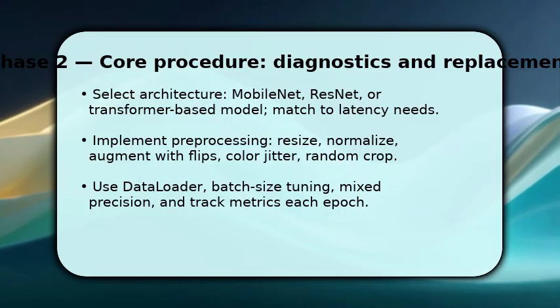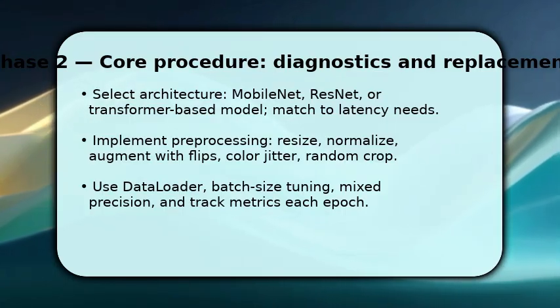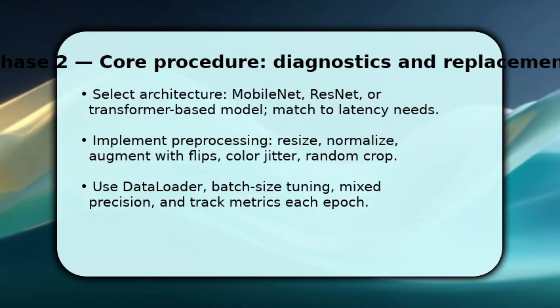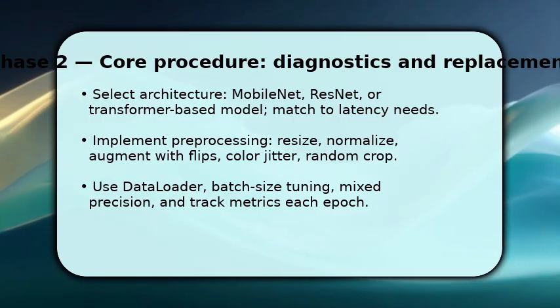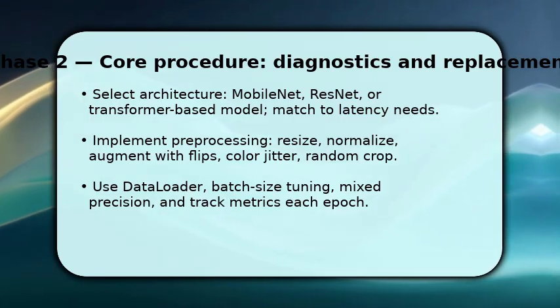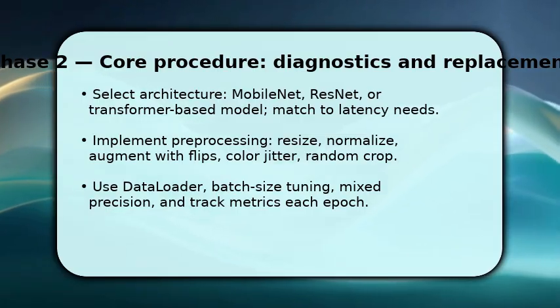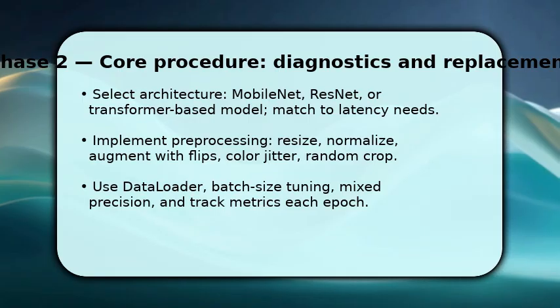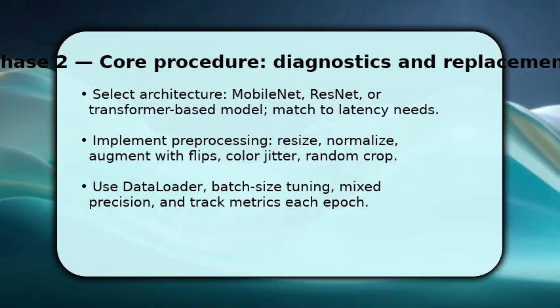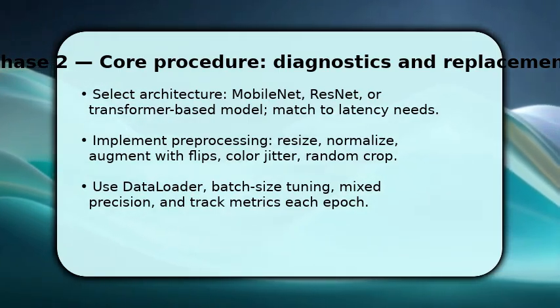You now build the core pipeline. Pick a model architecture that matches accuracy versus latency requirements. MobileNet for edge, ResNet for higher accuracy, transformers for complex scenes. Implement a robust data pipeline. Resize, normalize, and apply augmentation like flips and color jitter so the model generalizes.